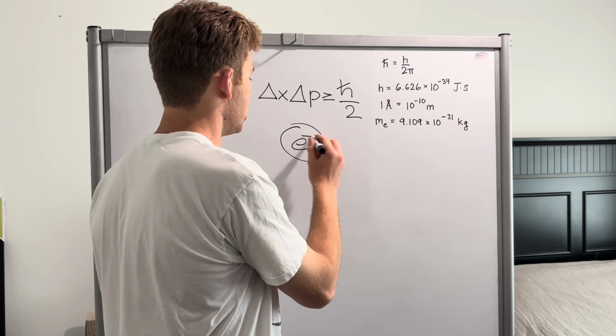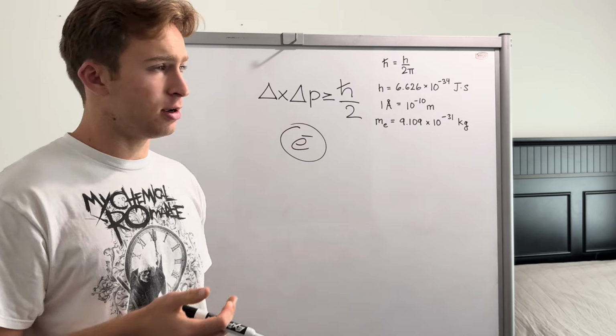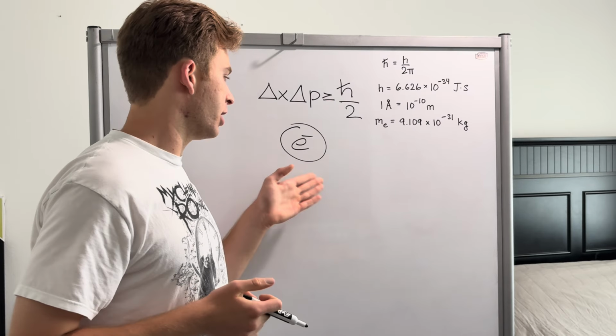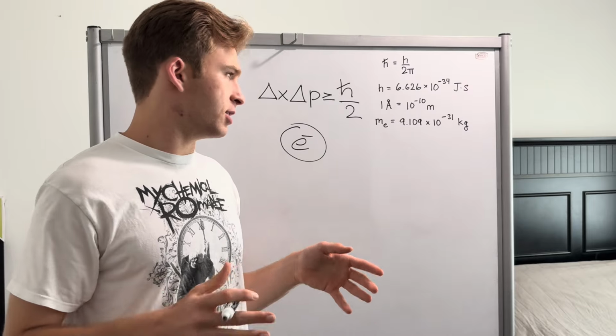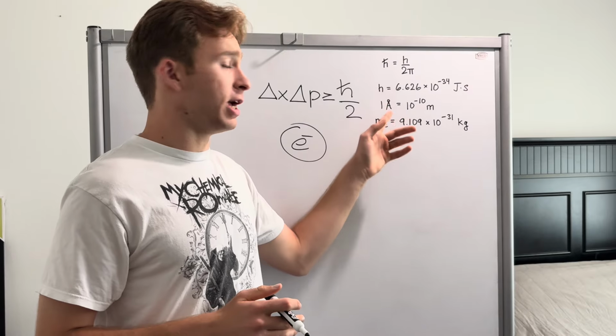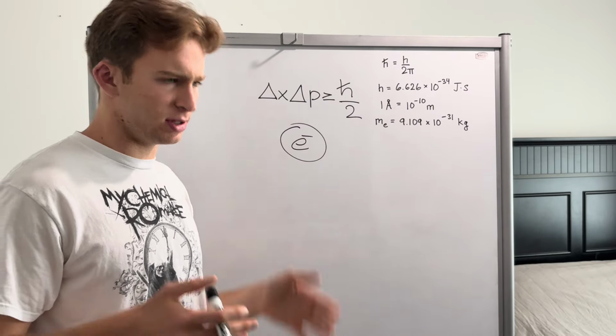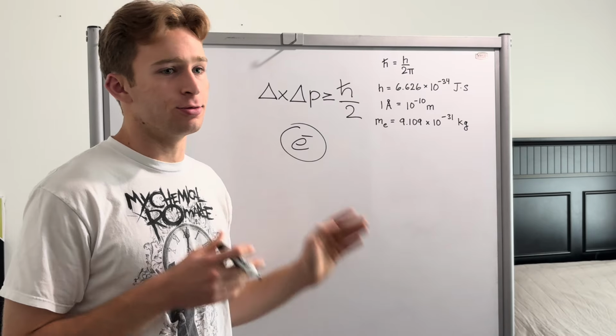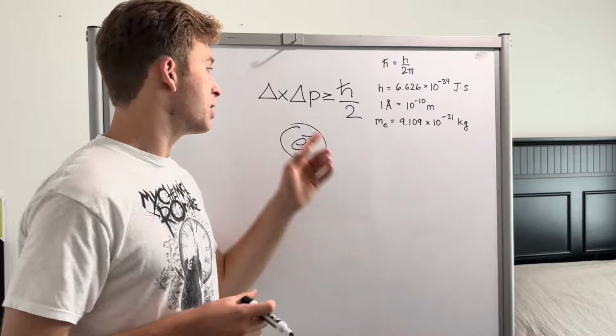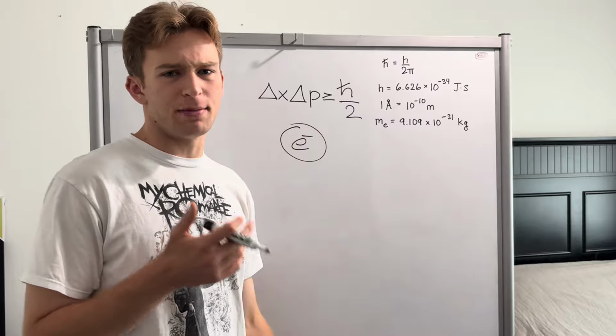You have an electron and you measure where it's at. And you figure out that your electron is within some volume and your uncertainty of where it is is within 1 angstrom, which is 10 to the negative 10 meters. It's a very, very small volume. You've pinpointed where this electron is with really great certainty. But because of that, you're not really going to know that much about its momentum.